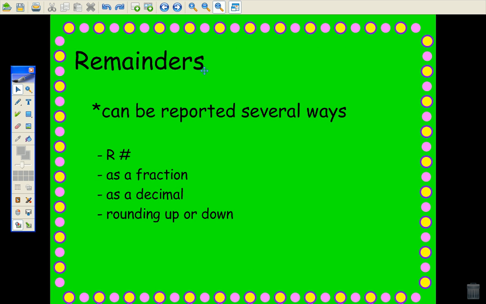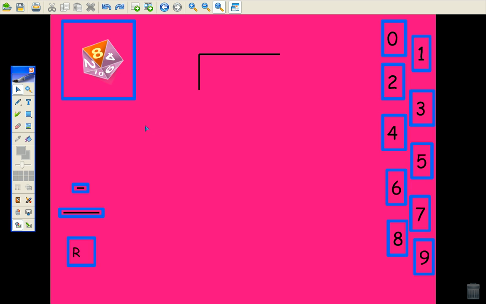All right, as I said, sometimes when you're dividing, you're going to have remainders. Remainders can be reported several different ways. You're probably used to seeing them as putting the R and then the number, and that's how we write them sometimes, but we're going to also learn how to write them as a fraction. In 6th grade, you're really going to get into writing them as decimals, but remember, fractions and decimals are the same thing. And then there's times when you need to round up or round down.